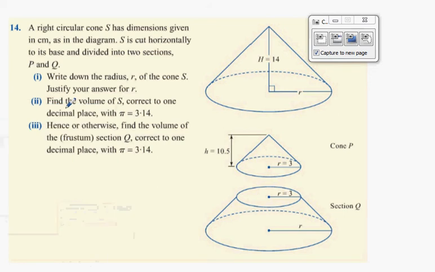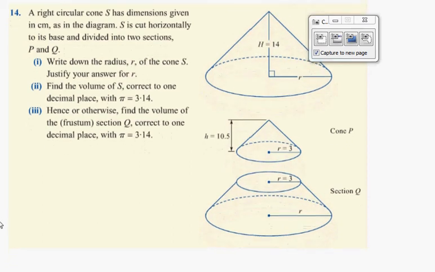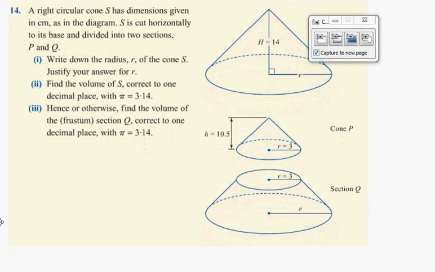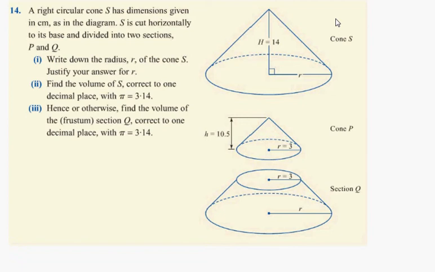So, what we have here, guys, is a right circular cone shown to the right that has a height of 14 and radius r. It's cut horizontally into a base divided into two sections. There's the top cone P and the bottom, what's that thing called again? A frustum on the bottom. Okay. Now, write down the radius r of the cone S. Justify your answer for r.